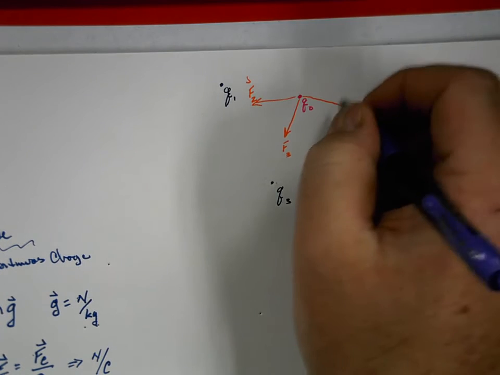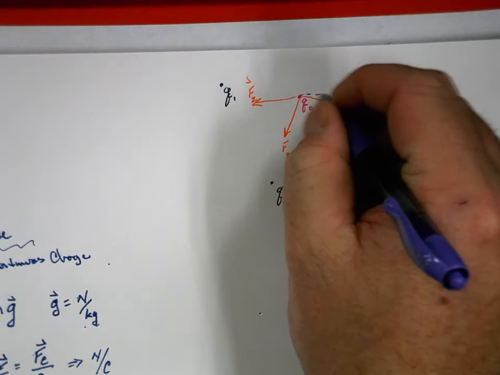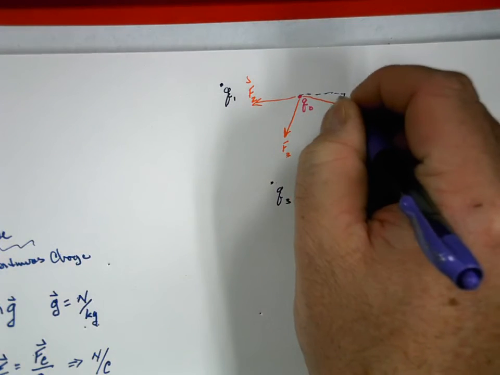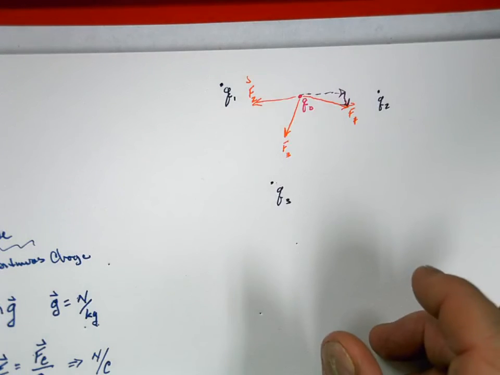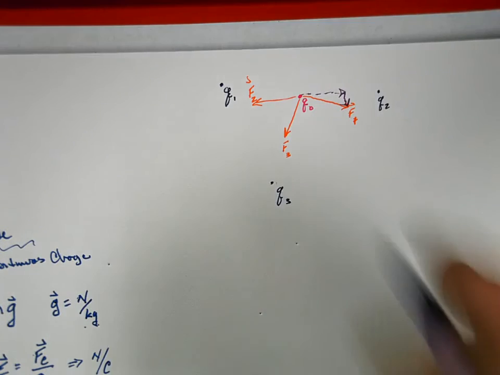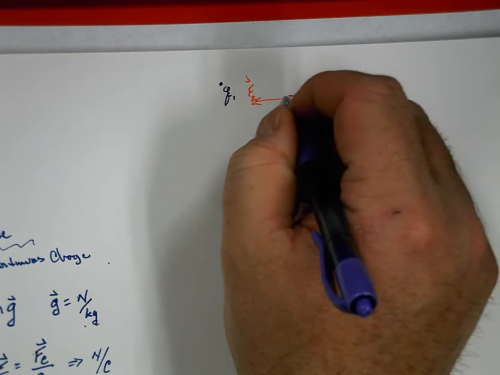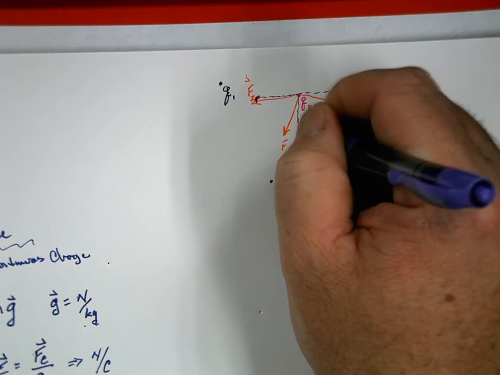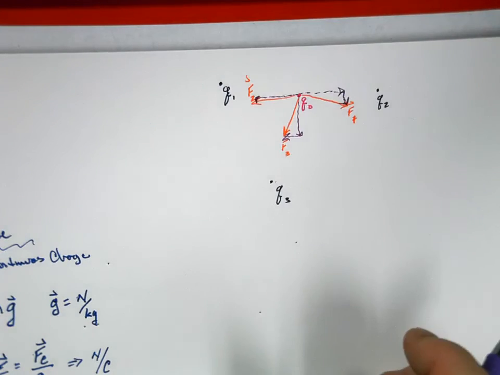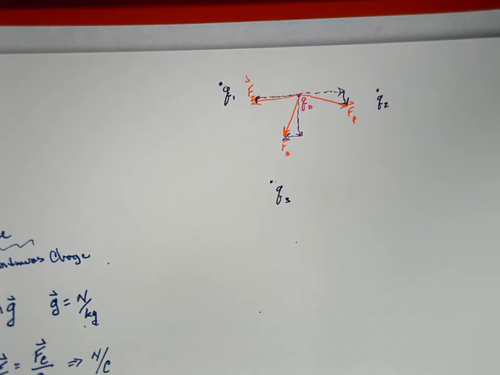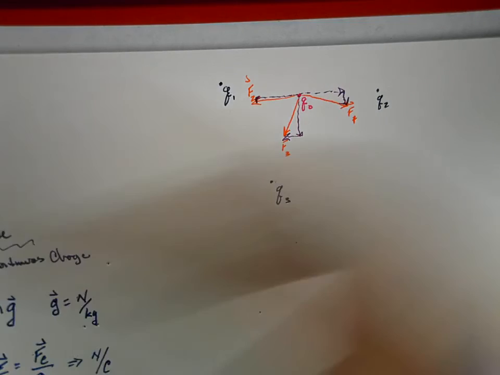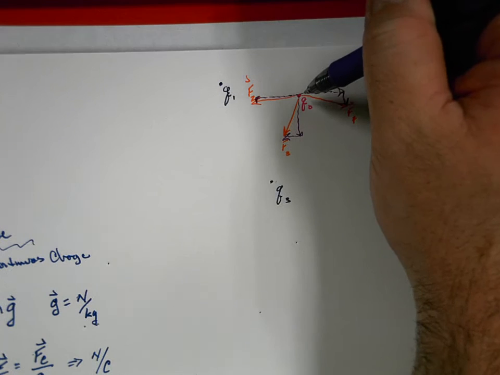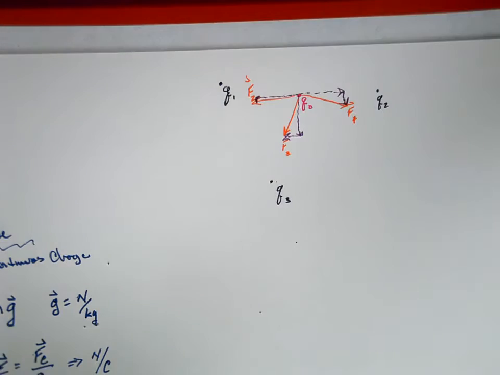So F2 is going to have an X force and a Y force, and this one's going to have an X force and an itty bitty Y force, and this one's going to have a Y force and X force, and so you just add them. We do the vector addition for all three of these, and that's how we're going to get the total electric field strength for this particle at that point.